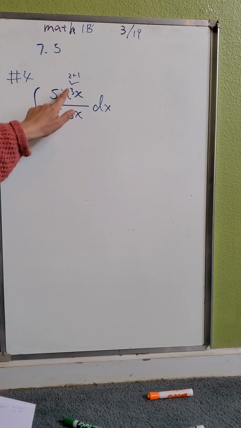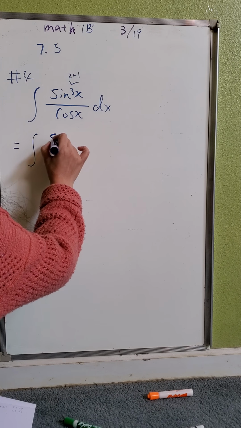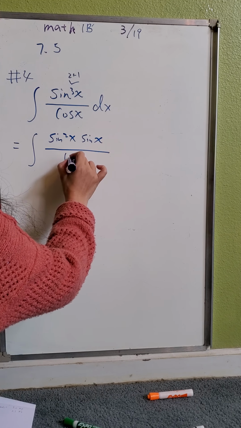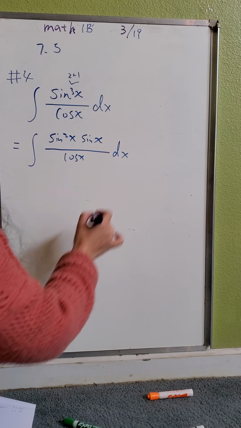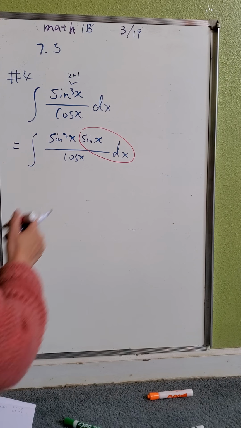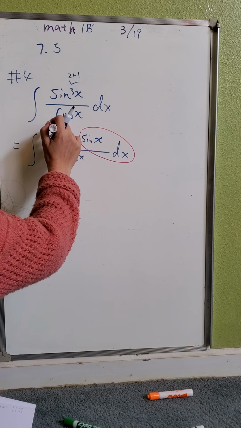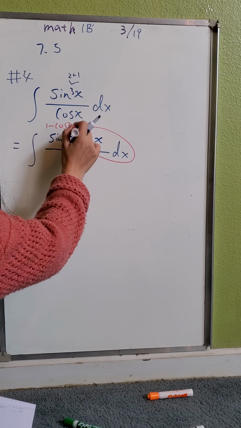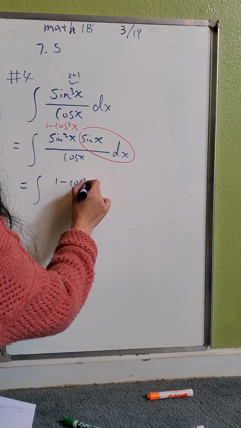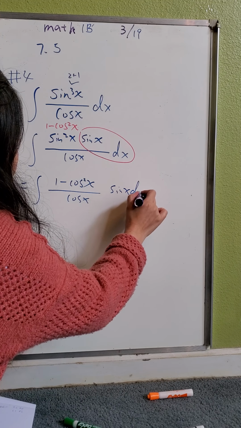And you see there's a cube power. We know that when we have a cube power, we're going to break it. And break this to be sine squared x, sine x over cosine x, and then dx. And then when you break it out, we know this is going to come as a group. And this one we continue to break, and this becomes 1 minus cosine squared x. So that becomes 1 minus cosine squared x, over cosine x, and then sine x dx.